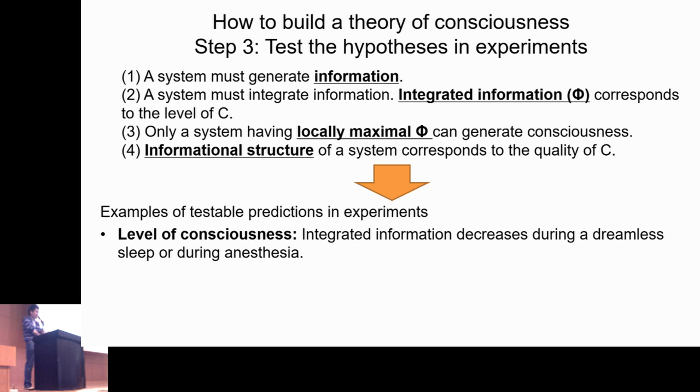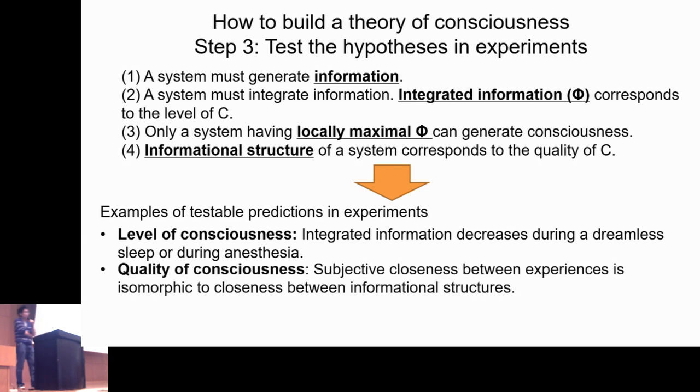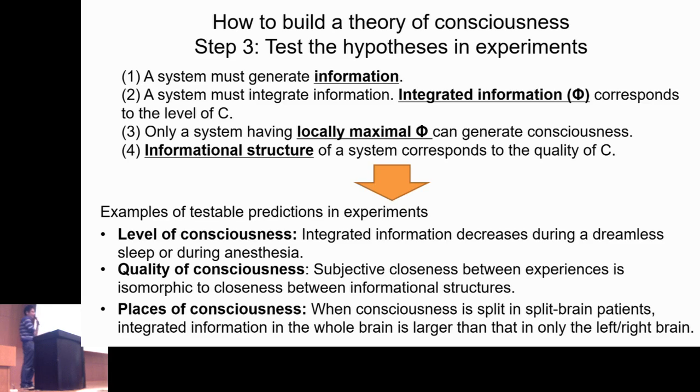So examples of testable predictions in experiments are like this. About level of consciousness, integrated information should decrease during dreamless sleep or during anesthesia, meaning during loss of consciousness. And also about quality of consciousness, subjective closeness between experiences should be isomorphic to closeness between information structures. And the third one is about the places of consciousness. This is a very specific prediction, but for example, in split-brain patients, integrated information in the whole brain is larger than that in only the left or right brain, or something like this. These are the hypotheses that specifically need to be tested in experiments.